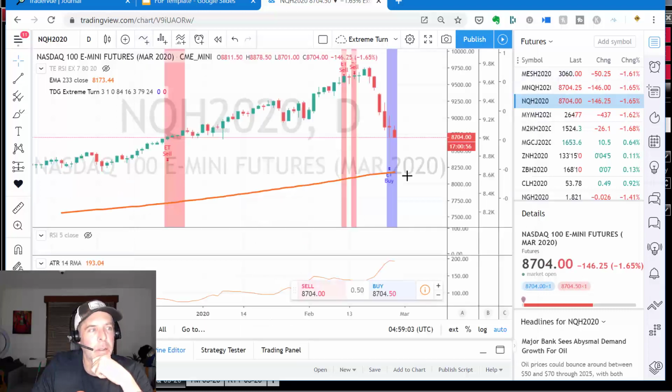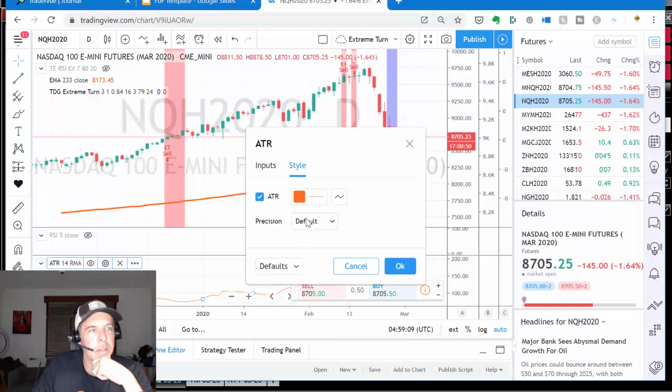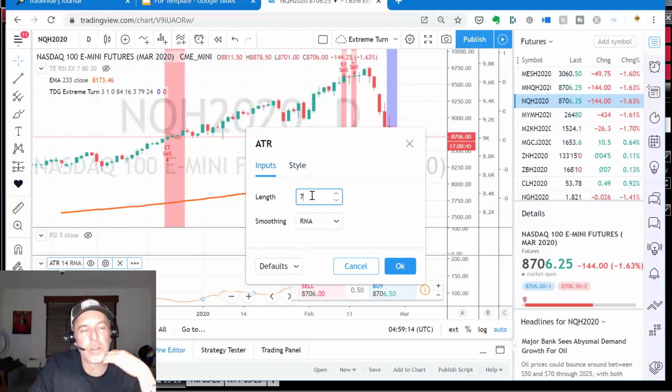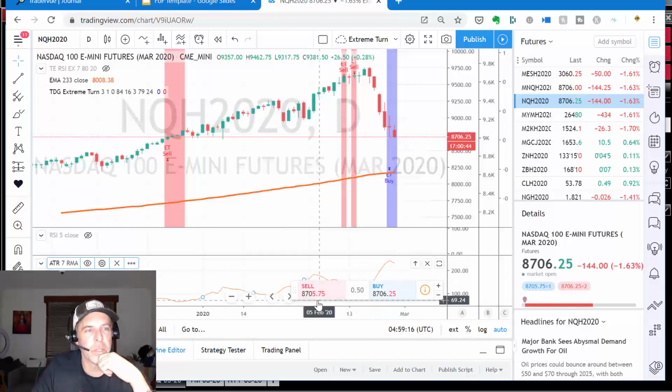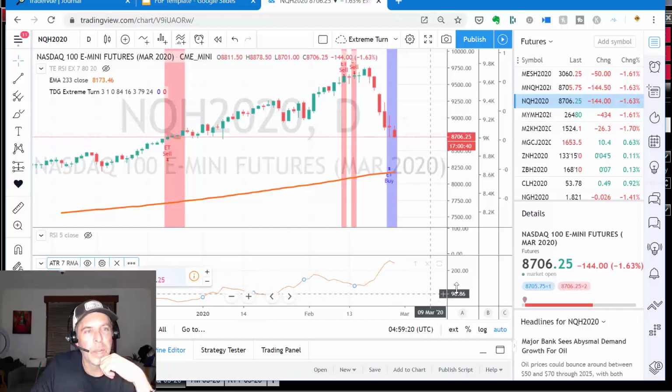I'm going to hit there, and I'm going to change the period from 14 to 7. I'm going to go to inputs, change it to 7. The default for most indicators is 14 for some reason. And let me just move this out of the way. And we have our number.